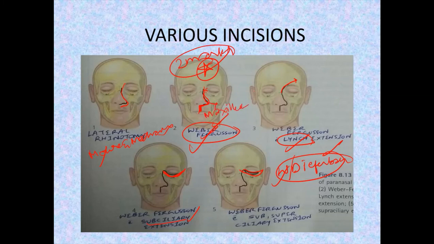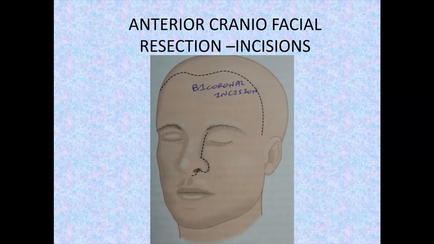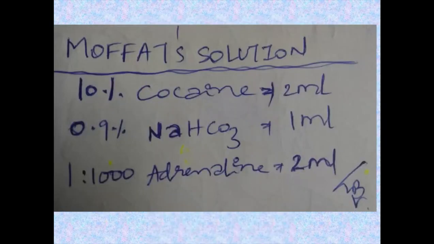Bicoronal incision: if you have an anterior cranial fossa tumor, you lift the flap down like this, separate it, go till this level, and then open this region and do surgery here. This is especially for olfactory neuroblastomas and anterior cranial fossa tumors. The solution that is used is Moffat solution: 10% cocaine, 2 ml, 0.9% bicarbonate, 1 ml, and 1 in 1000 adrenaline, 2 ml.